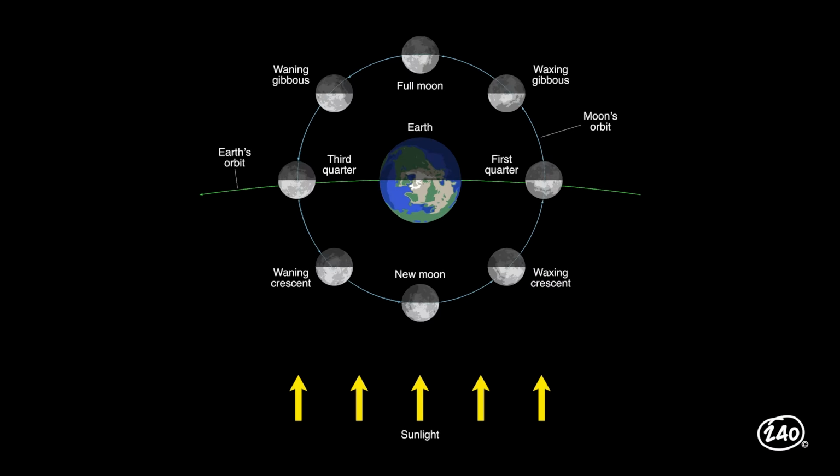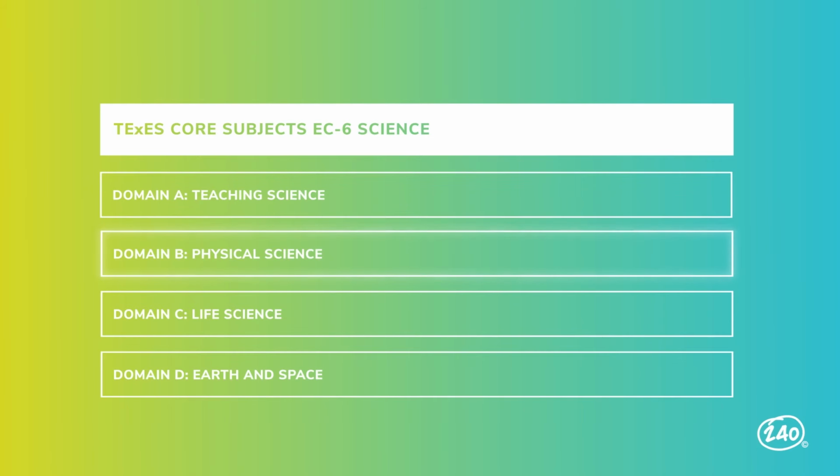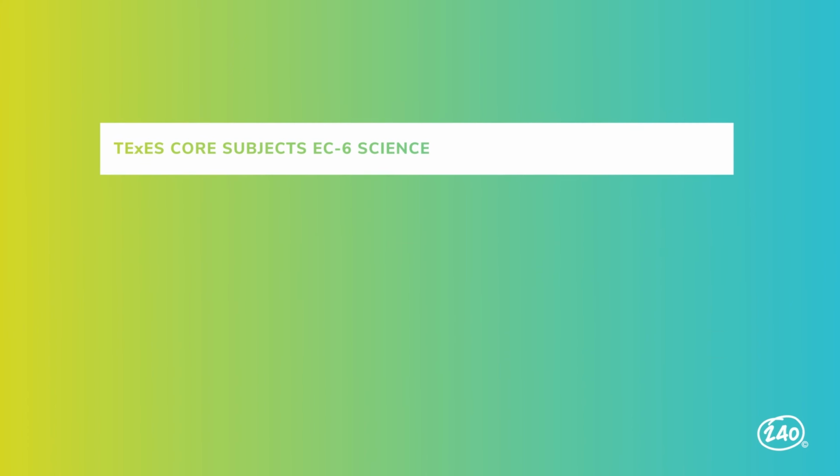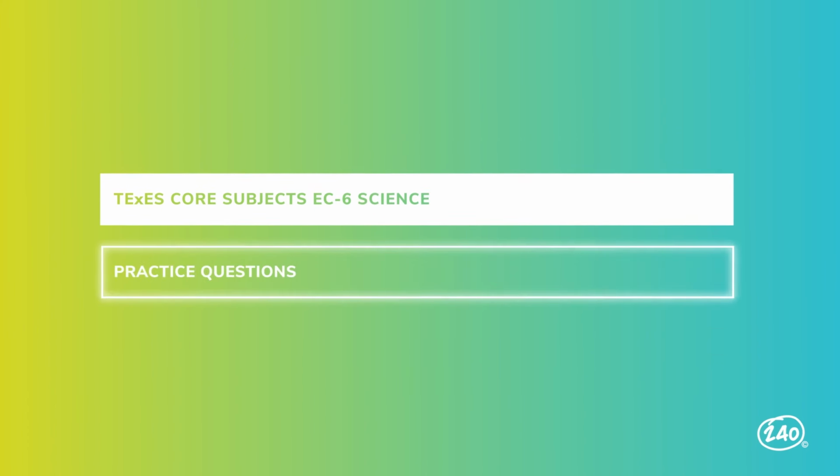Here's another image from the 240 guide. For example, the full moon appears when the moon is basically behind the Earth. And those are the big things to know here. Now that we've gone over some of the big concepts, let's look at some practice questions to show you how these concepts can appear on the test.